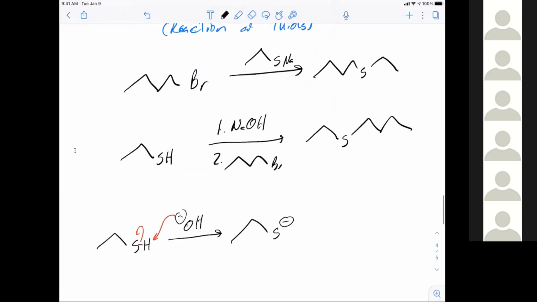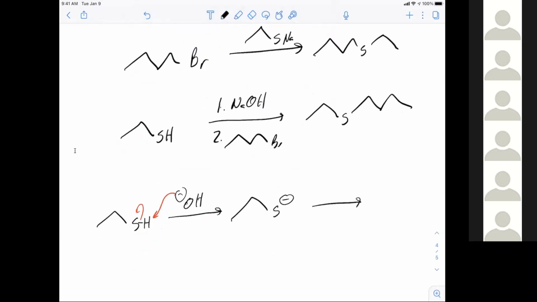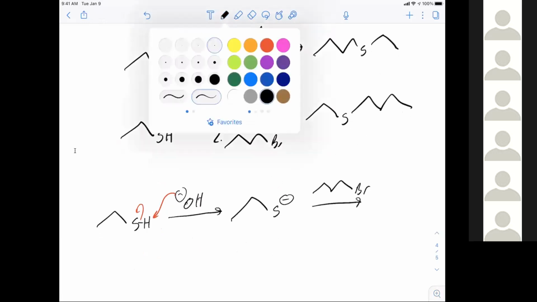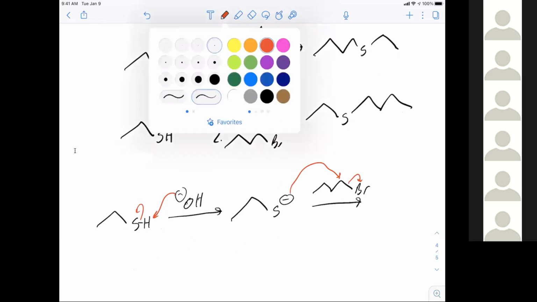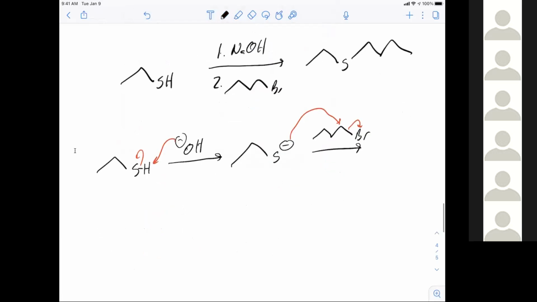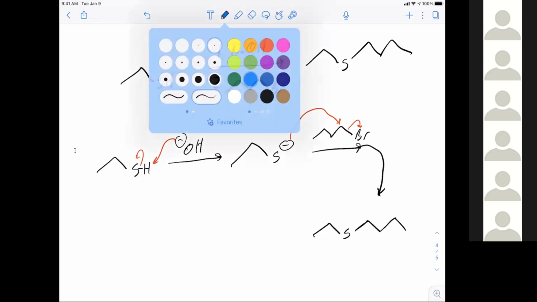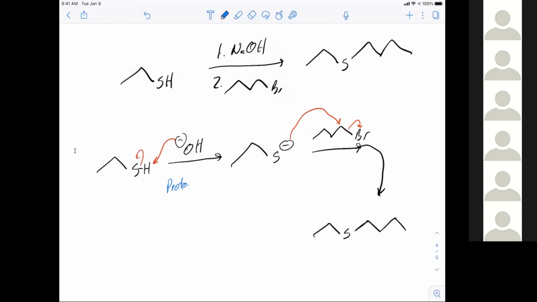Thanks for catching that. All right, so we see here, we make the thioate, and then we get an SN2 reaction. And again, the sulfur is going to be a good nucleophile, a great nucleophile, but a poor base. So we can even do this with secondary carbons. So we get a proton transfer to get our thiol.